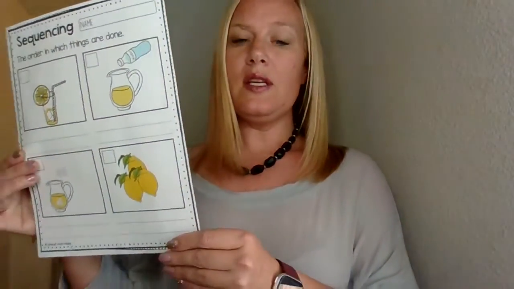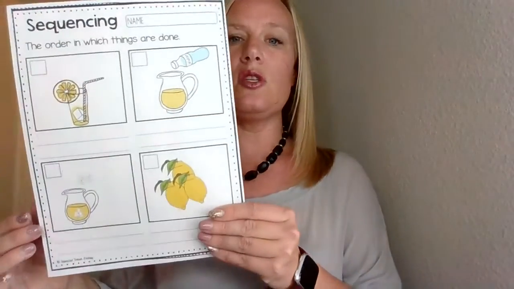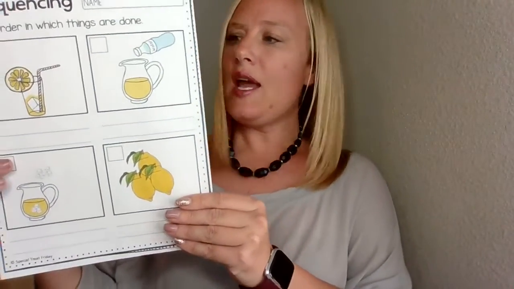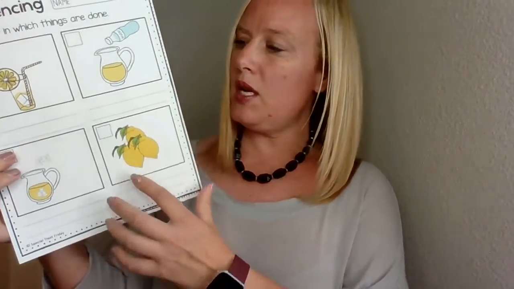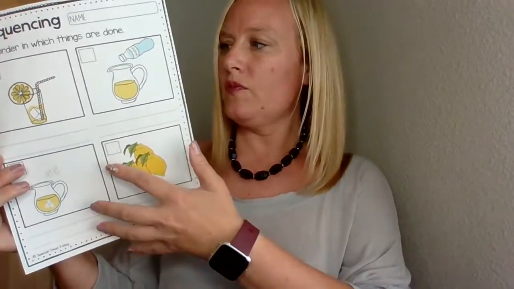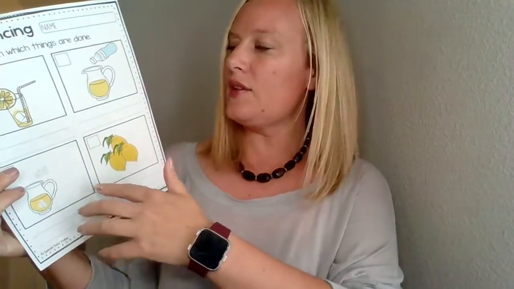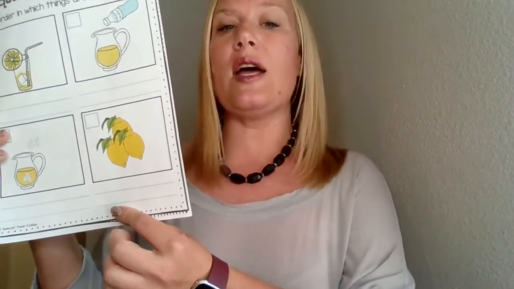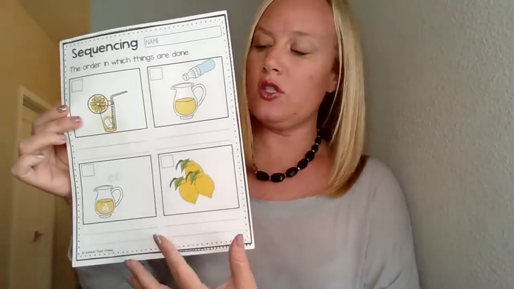So they would be getting another paper like this, something that's familiar to them, which is making lemonade. And these pictures are out of order. So now they're going to put them in order and put a 1, and they may be in different order. Like they may put this and this differently, and that's okay. So they're going to put a 1, and then on the bottom, if you can see here, there's some lines. So now they're going to start to add some writing and add some wording to their pictures.